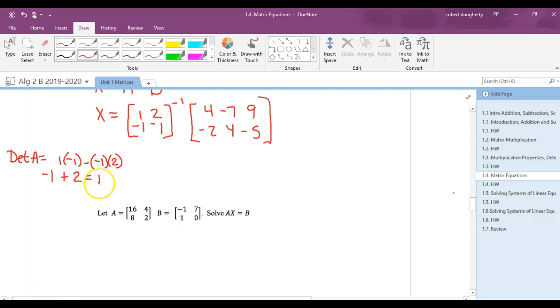1, right? Do you like it when the determinant is 1? Yeah, that means there's no fractions, so the determinant is 1 over 1. So x equals 1 over 1, and then what's the matrix that goes next? Yeah, the negative 1 and 1 switch places. This negative 1 becomes 1, and that 2 becomes negative 2. And then I multiply that by 4, negative 7, 9, negative 2, 4, negative 5.